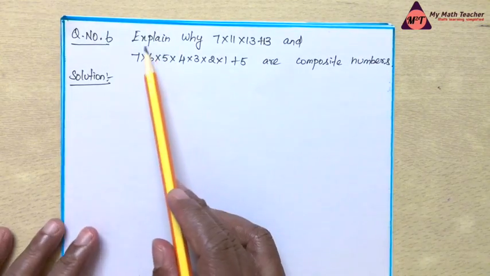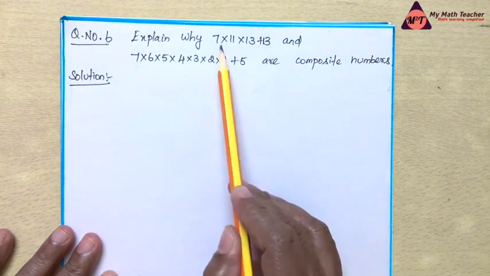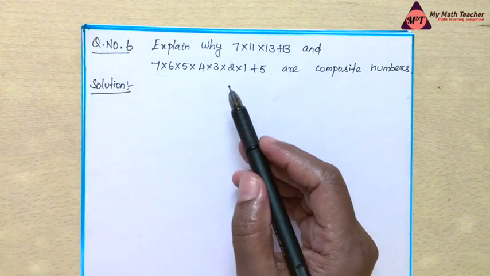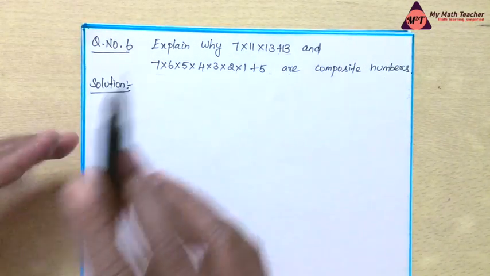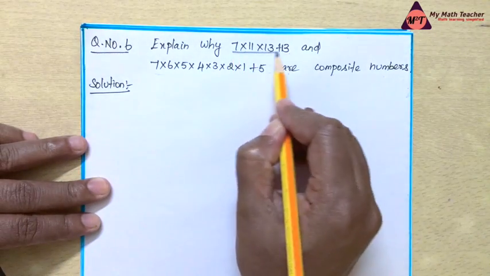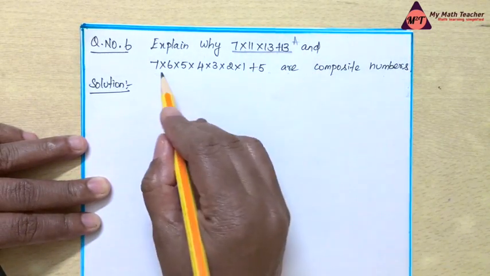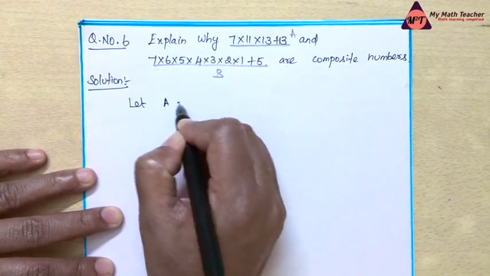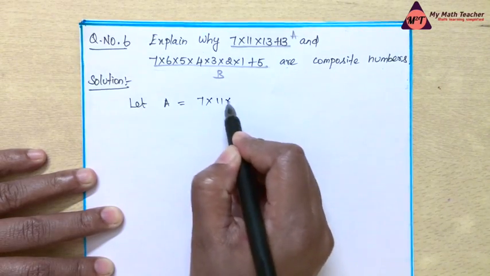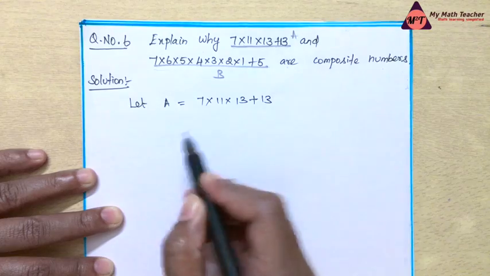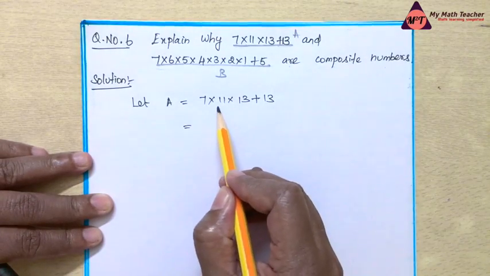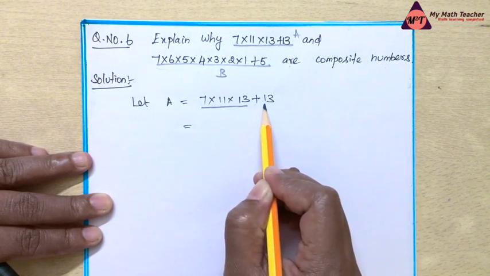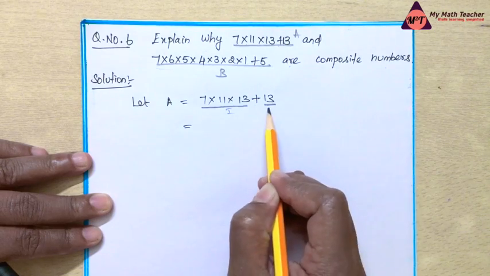Question number 6 is, explain why this expression and the second expression are composite numbers. Let us solve one by one. Okay. So let me take the first expression, this one. Let me take this as A, the second one as B. Let A is equal to 7 into 11 into 13 plus 13. Observe here, 7 into 11 into 13. We can take this as first term plus the second term.